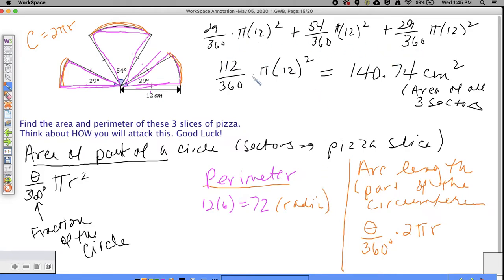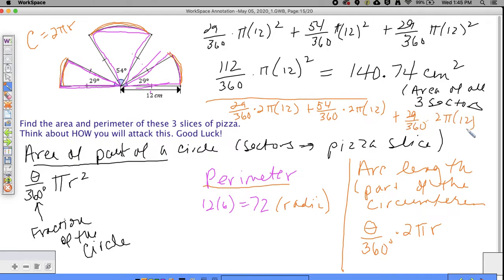And just like we did with the area, we could do the same thing with the perimeter. We can do 29 divided by 360 times 2 pi r, which is 12. So we can do 29 over 360 times 2 times pi times 12 plus 54, and so on. You could do all of that, or you could just do the sum of all 3 angles, which we know is 112. You could do 112 over 360 times 2 times pi times 12.